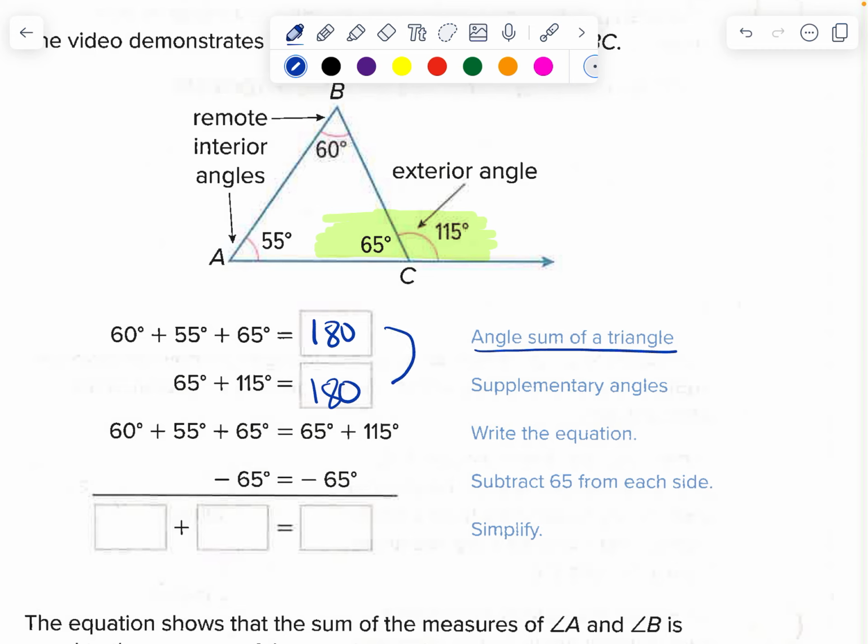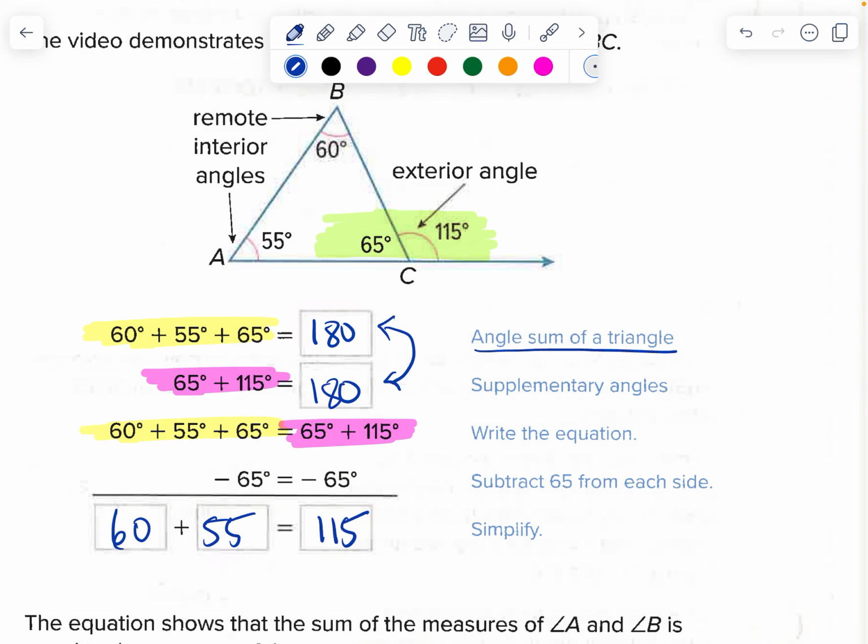So since these two equal the same amount, we're going to set them equal to each other. So this part right here is right here. This part right here is on this side. And if you notice, there's a 65 on both sides of the equal sign. And because there is a 65 on both sides of the equal sign, we're going to subtract those. When we do that, I'm left with 60 plus 55 equals 115.